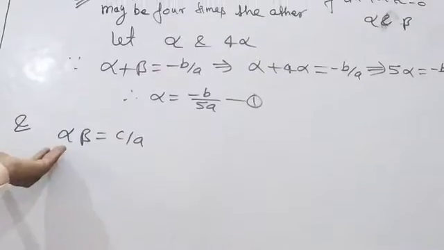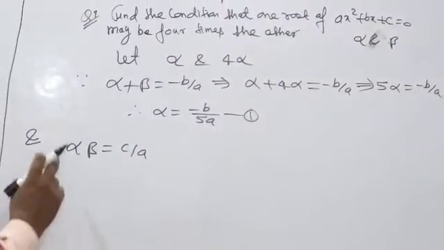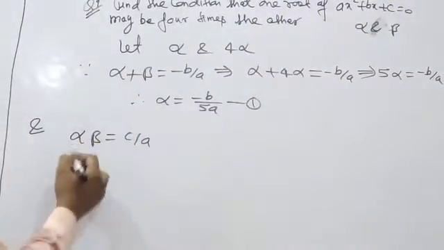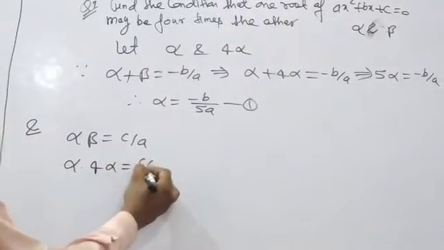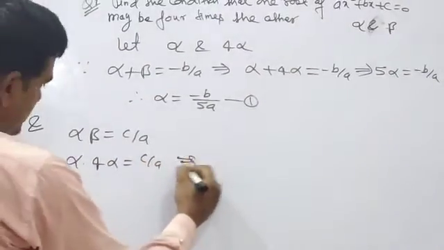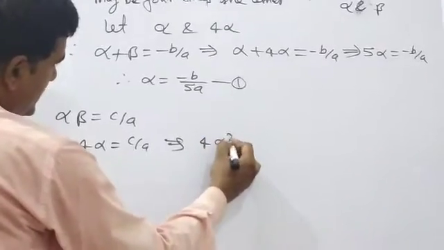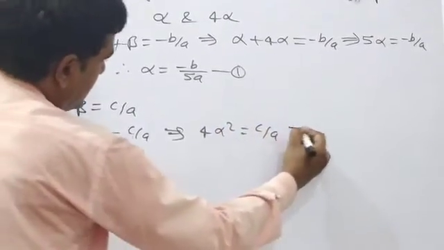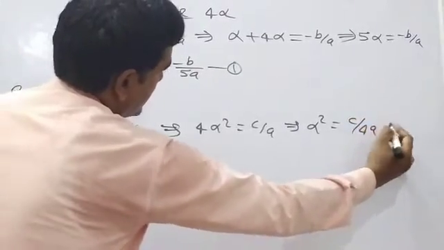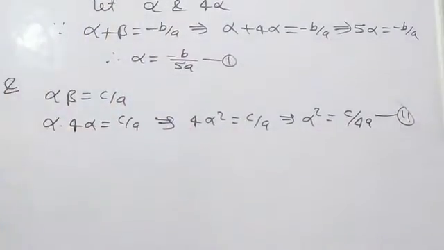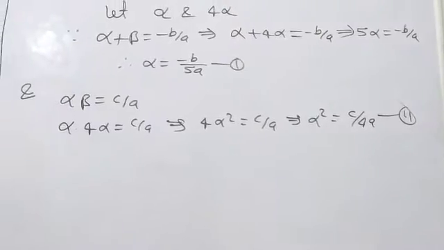In the previous video I have already told you. And alpha is equal to alpha and beta is equal to what? 4 alpha is equal to c by a. Then 4 into alpha square is equal to c by a. That is alpha square is equal to c upon 4a, equation number second. Any problem? No.